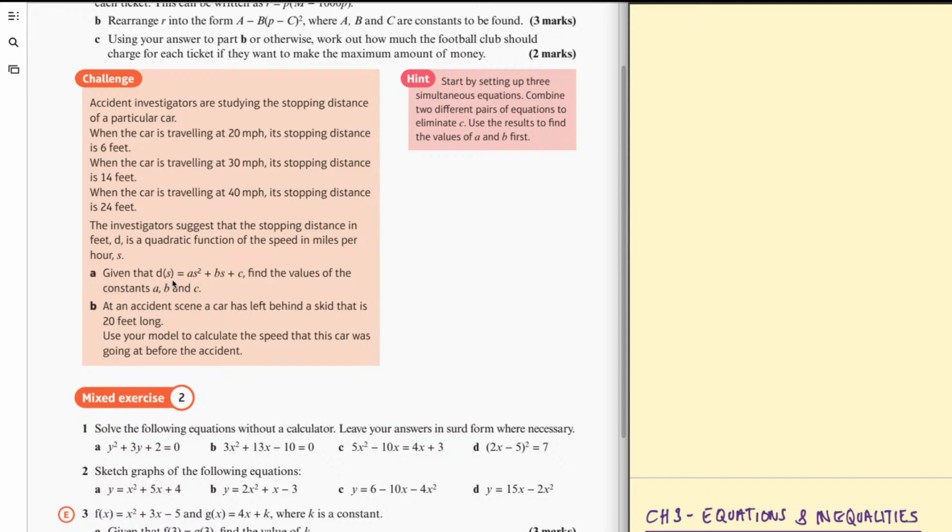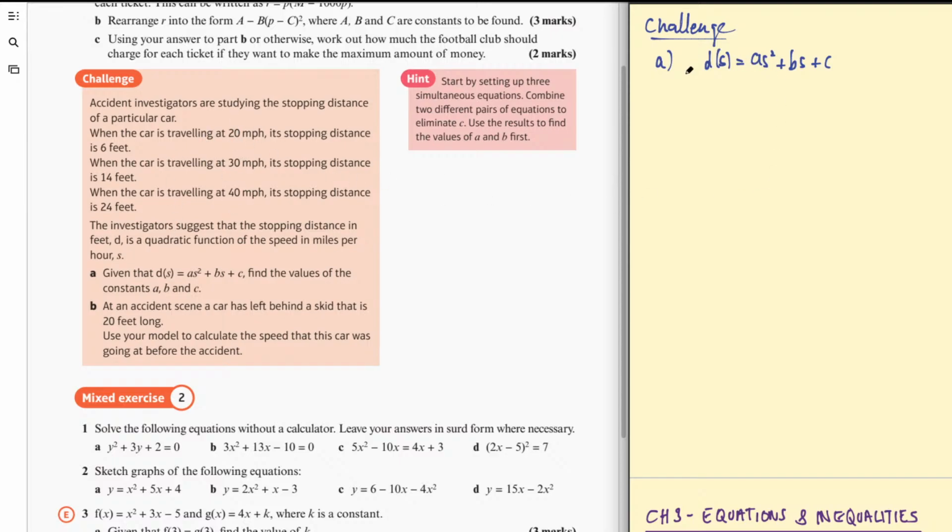Part A says, given that d of s is equal to as squared plus bs plus c, find the values of the constants a, b, and c. And they actually give you a hint over here. Let's write a few things down to summarize this information. Firstly, the function. I hope I have enough room. I might need an extra page. The function is as squared plus bs plus c. We don't know any of those variables, but they give us this information.